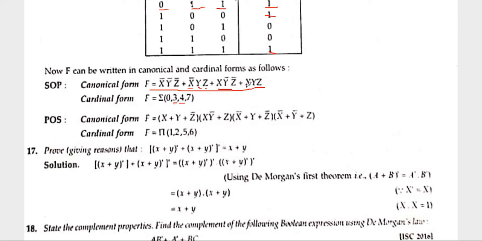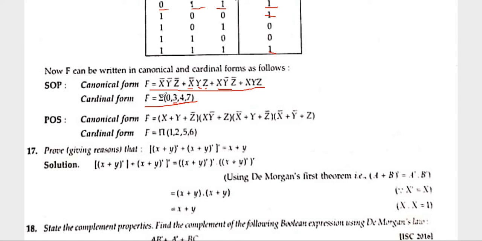So, with respect to all the terms, we are able to find the decimal numbers, and when we write the expression in this manner, in case of the SOP expression, you have to use the summation symbol.